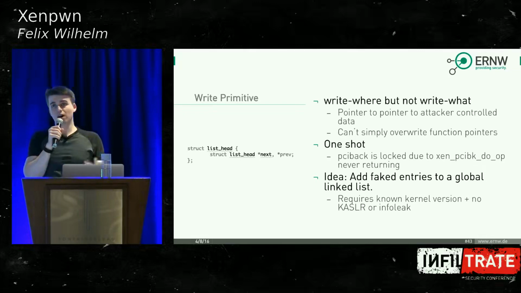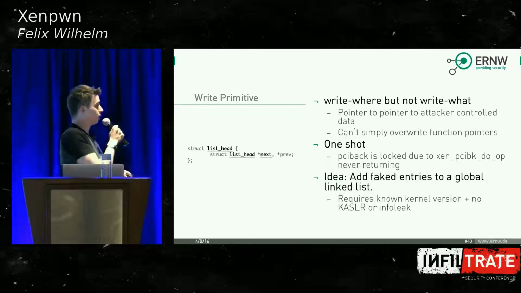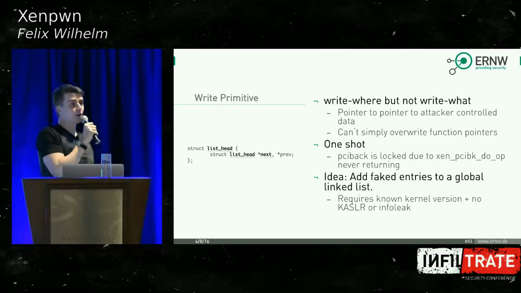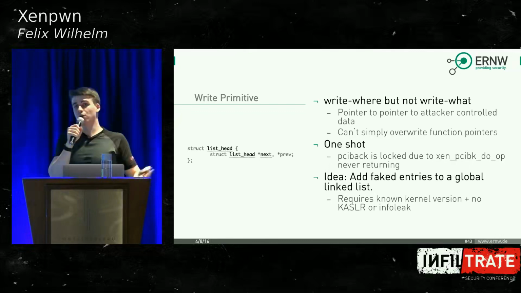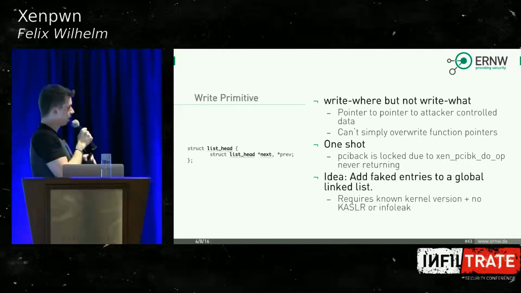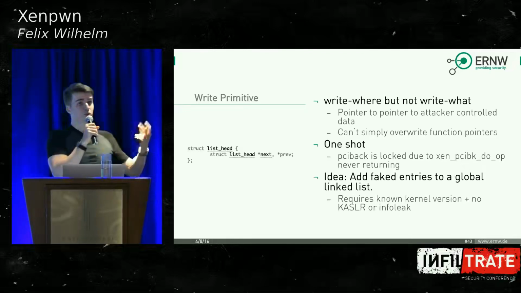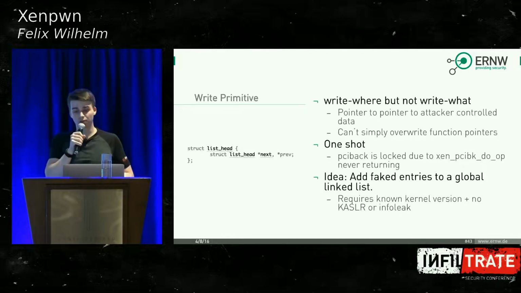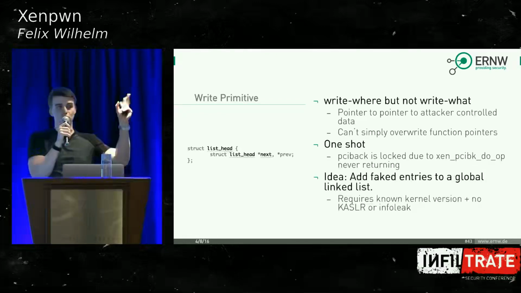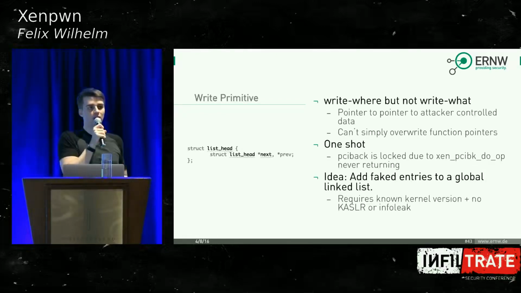If you want to target something like Qubes, for example, you probably have the same kernel version in your virtual machine that you have on the host system. So in that case, it would be quite easy to exploit. So the exploit I present requires you to know the kernel of your target system. If that's the case, you just have to find one global linked list where you can add our faked entry to.